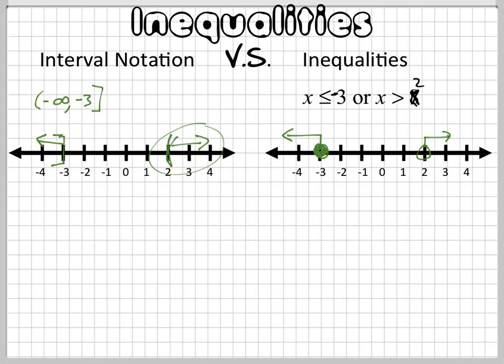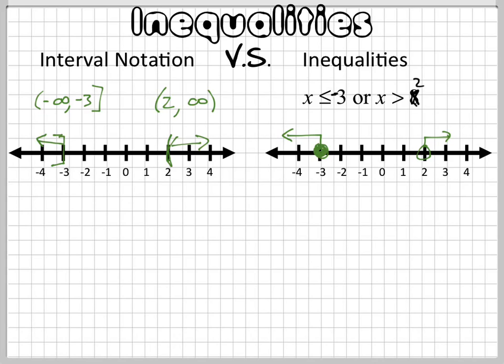Okay, and then we go over to this one right here. We have the smallest number being 2, and what's the biggest number? Infinity. It's unbounded. It has an arrow. Okay, so we put a parenthesis around the infinity sign. Around the 2, we also put a parenthesis.